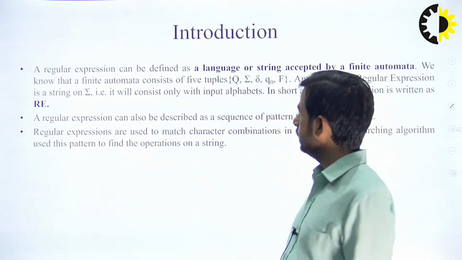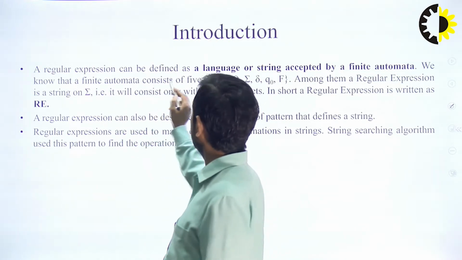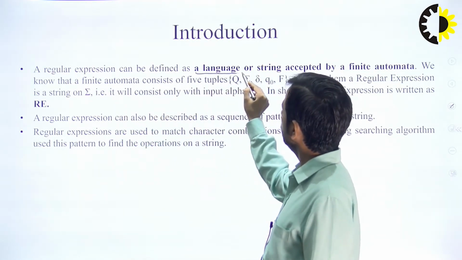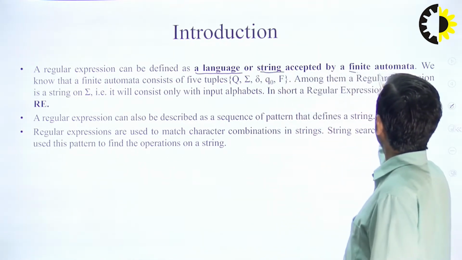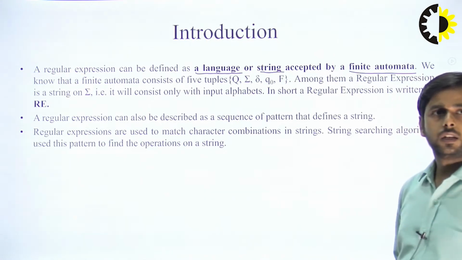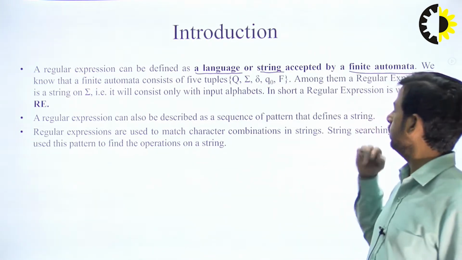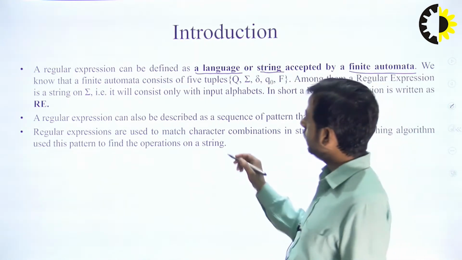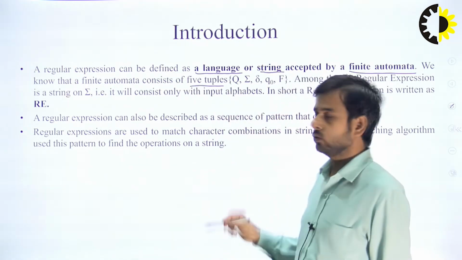So let's see some introduction. A regular expression can be defined as a language or a string accepted by finite automata. We know that a finite automata consists of 5 tuples. What are those 5 tuples?